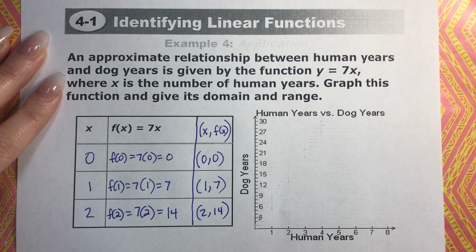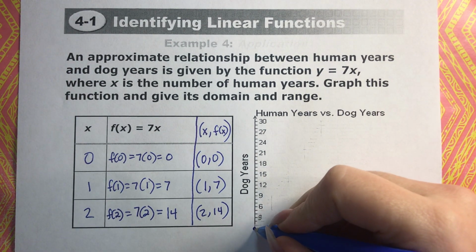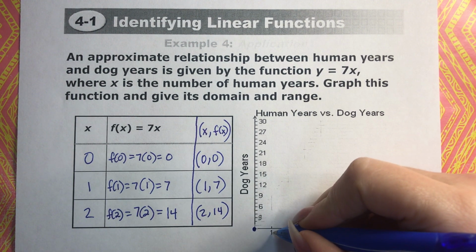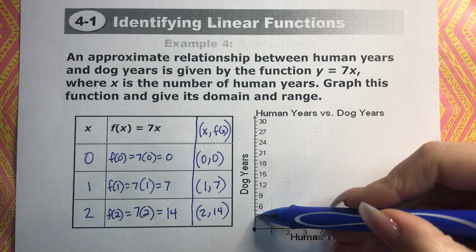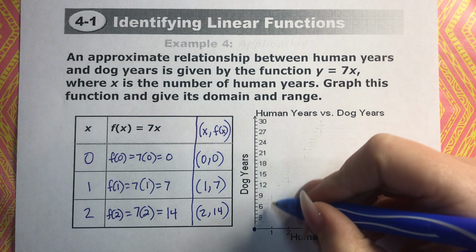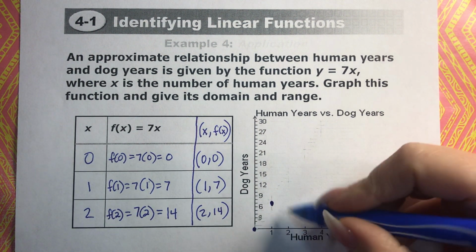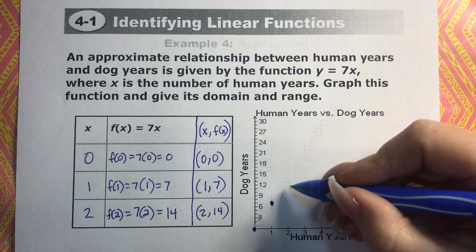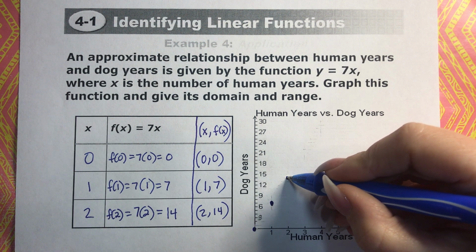Now we just go ahead and plot all these values. Our first is 0, 0 right here. Our next is 1, 7. So I've got to look at these and count 1, 2, 3, 4, 5, 6, so 6, 7 would be here. So 1, 7 would be here. And 2, 14, there's 15, and one before it would be right there.